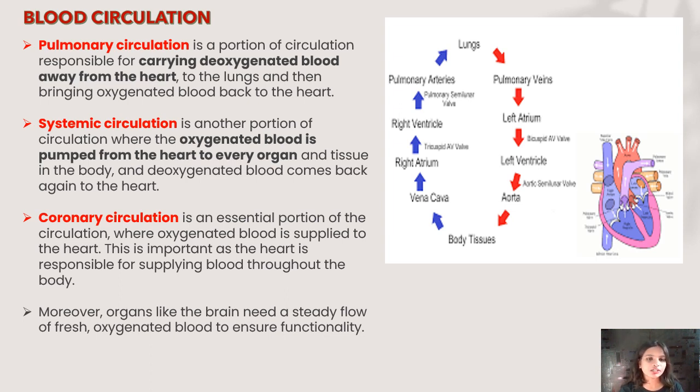Coronary circulation is an essential portion of the circulation where oxygenated blood is supplied to the heart. This is important as the heart is responsible for supplying blood throughout the body. Moreover, organs like the brain need a steady flow of fresh and oxygenated blood to ensure functionality.